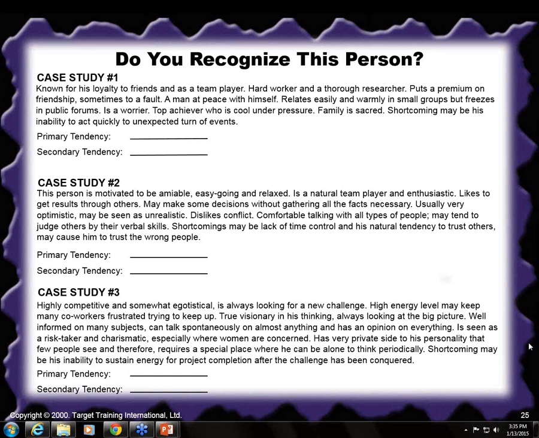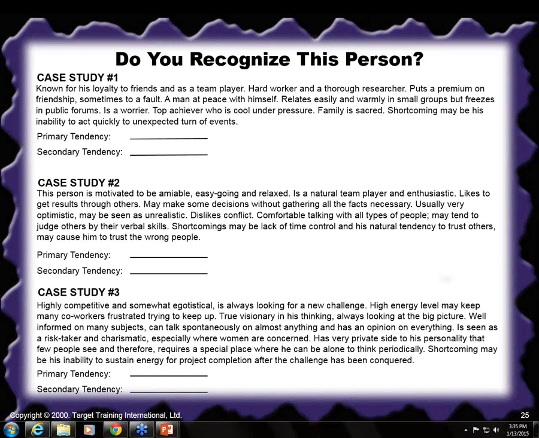Okay, so let me do that, okay? Let's read it out. Case study number three: highly competitive and somewhat egotistical. Is always looking for a new challenge. High energy level may keep many coworkers frustrated trying to keep up.